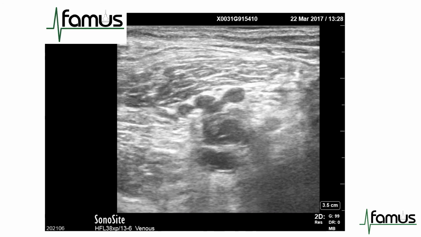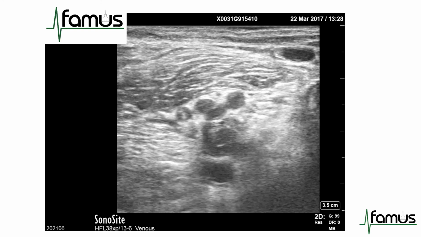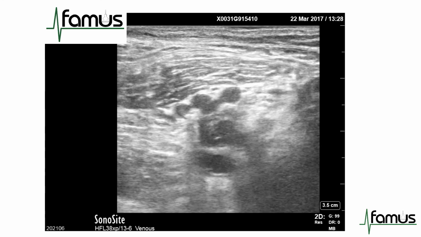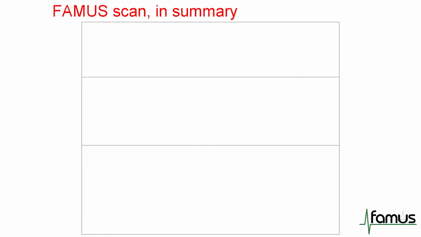And again, there's no compression possible. The popliteal artery below you can see remains pulsatile through the compression, and this again would be positive for a DVT. And so to summarise, we've gone through a 3-point rule-in DVT scan.